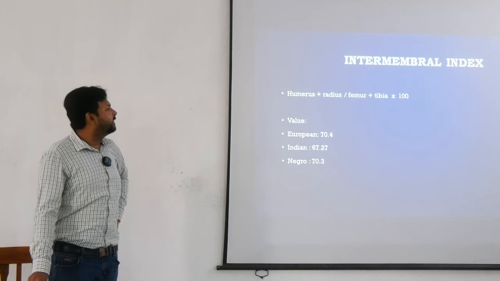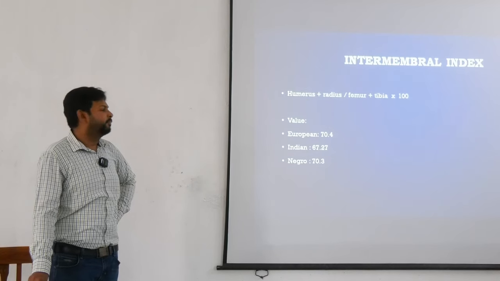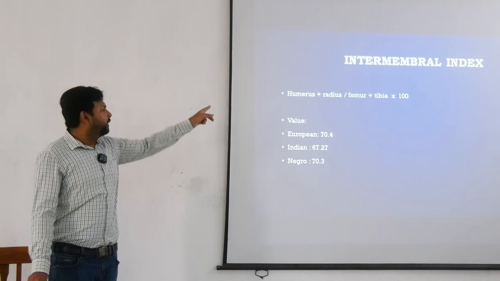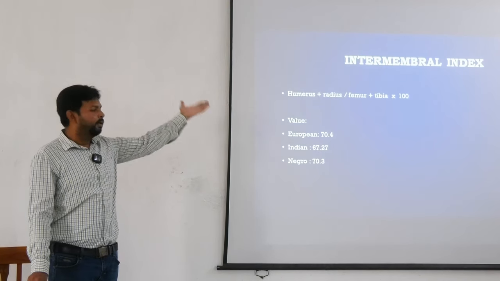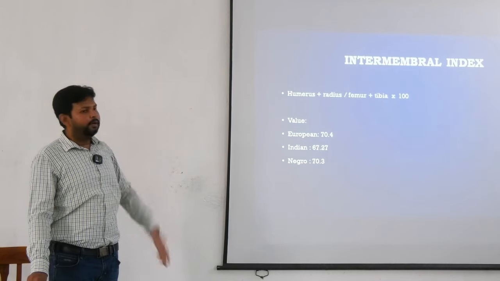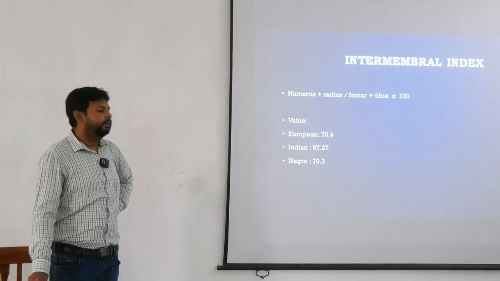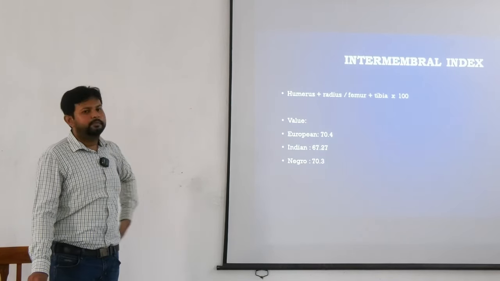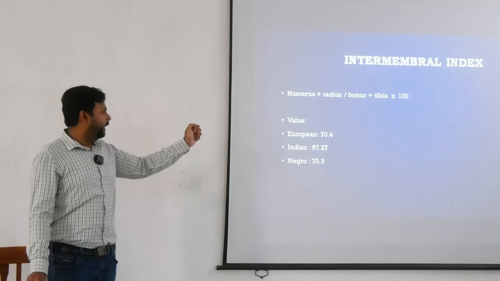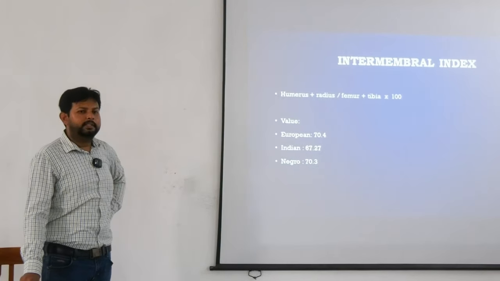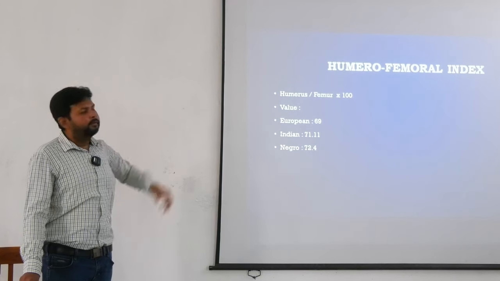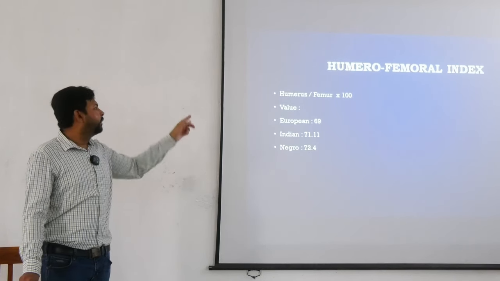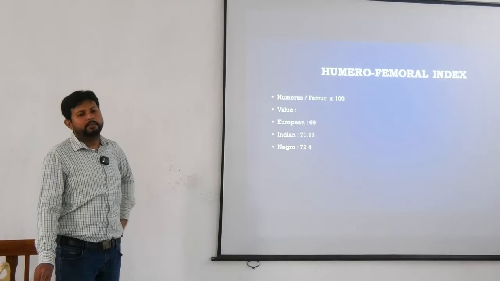The second index is the intermembral index. Humerus plus radius by femur plus tibia, means upper limb by lower limb into 100. Values: you can take a picture or you can write it down, it's up to you. Humerofemoral index: humerus by femur into 100.